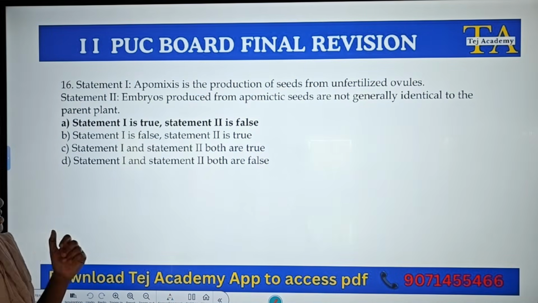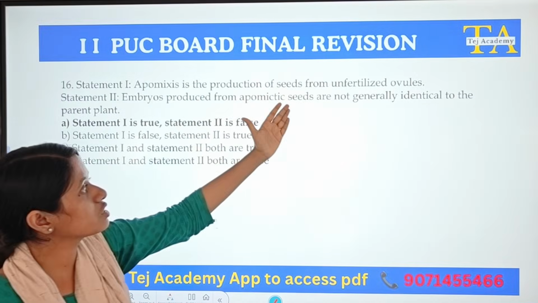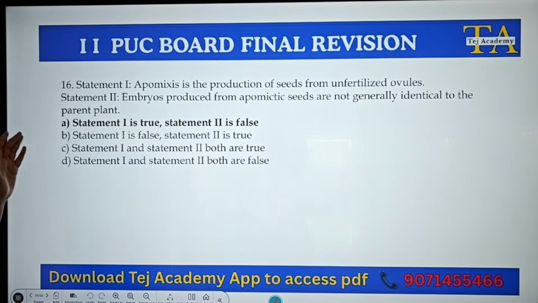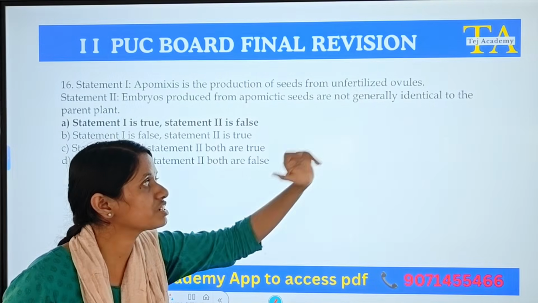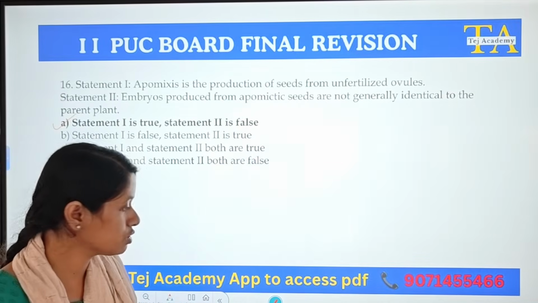So the next question is again a statement type question, just like the first question that we discussed. Statement 1 is, Apomixis is the production of seeds from unfertilized ovule. Obviously this statement is correct. Statement 2 is, embryos produced from apomictic seeds are not generally identical to the parent plant, and this statement is wrong, because apomixis is a technique that was implemented to get a parental type plant. So the answer is statement 1 is true and statement 2 is false.